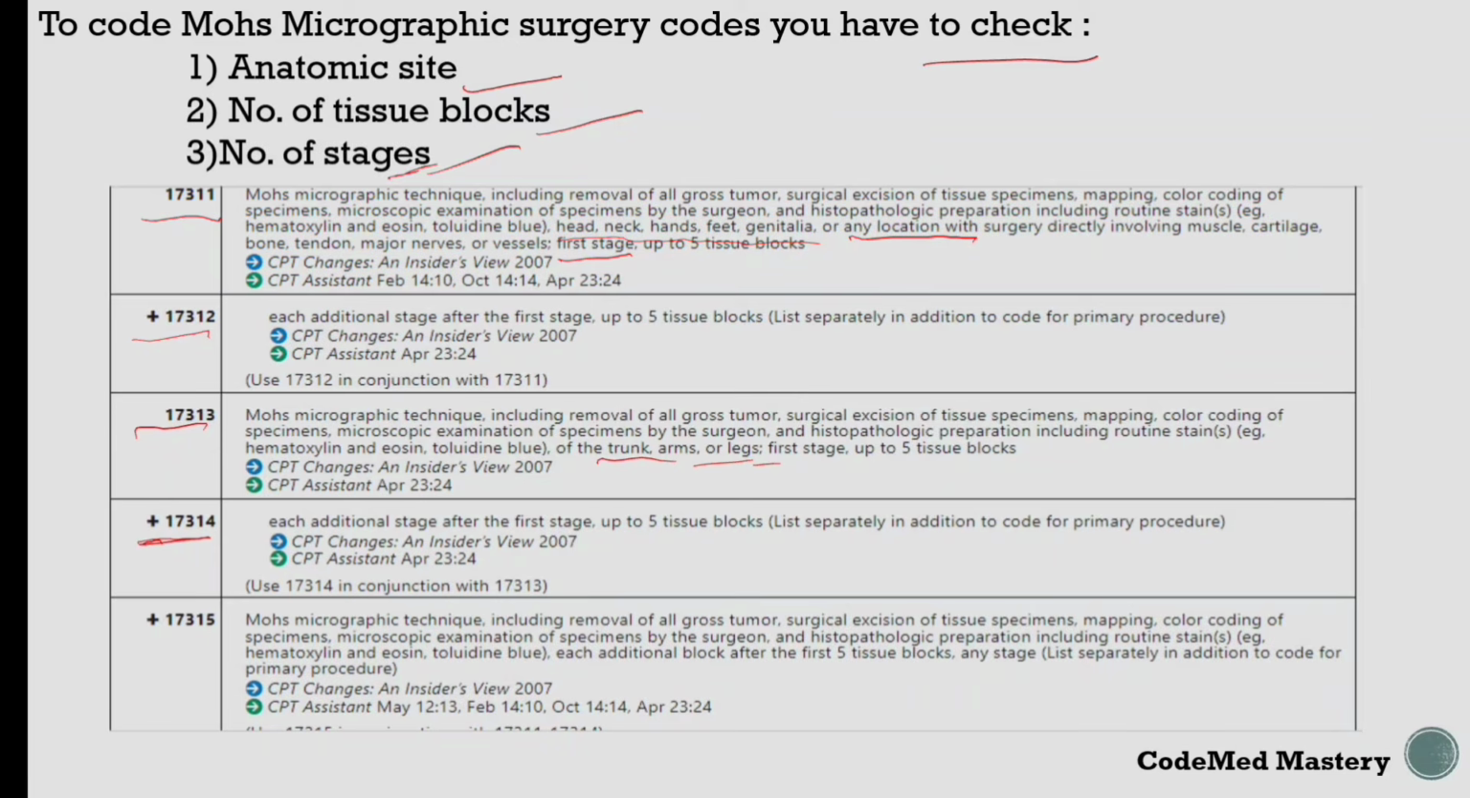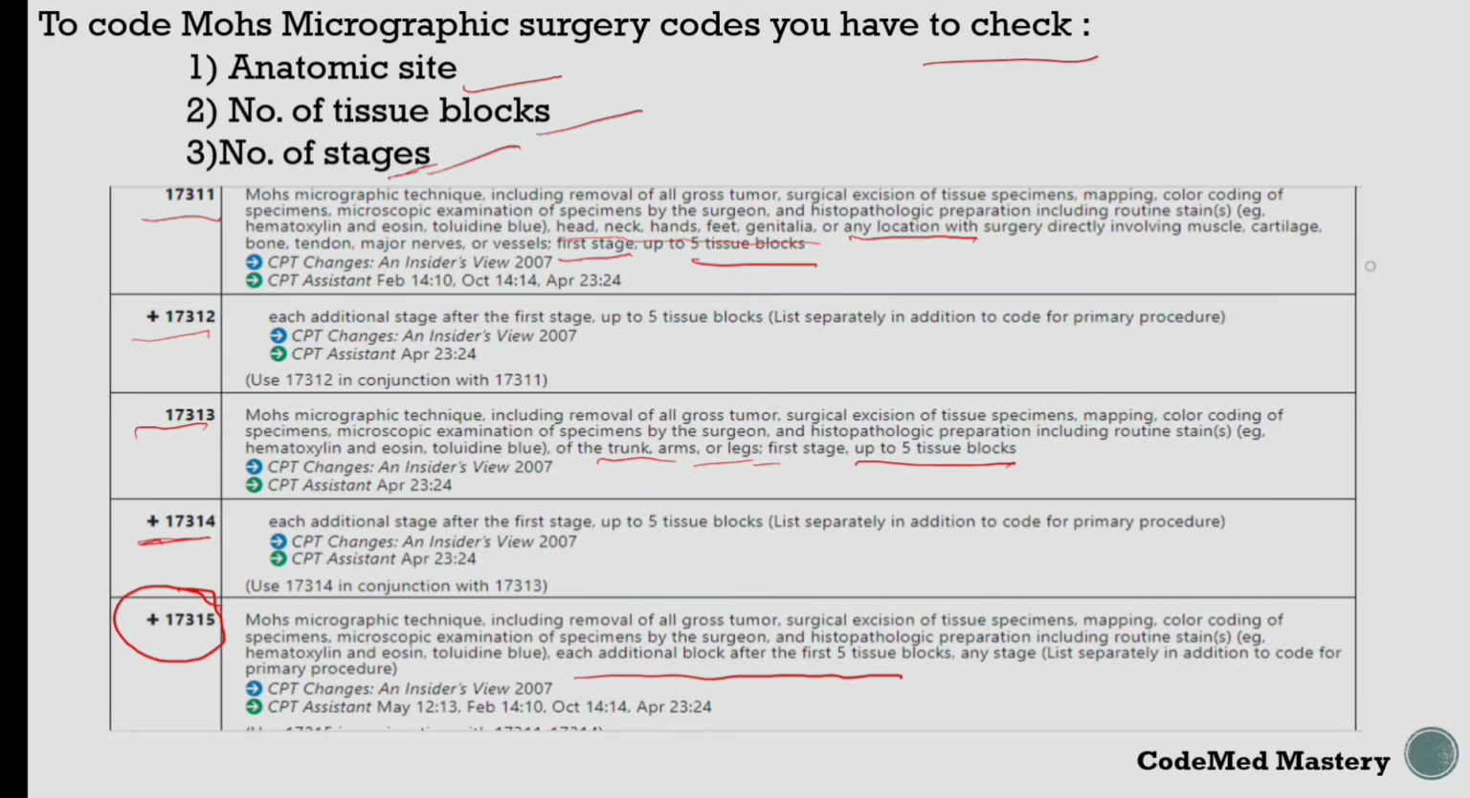Now how will you report the number of tissue blocks? In this parent code, there are 5 tissue blocks. And this is also a parent code, right? Here also they have mentioned 5 tissue blocks. So how will you add other tissue blocks if mentioned in your question? The important code is 17315. Here you can see they have mentioned each additional block after the first 5 tissue blocks. So your first 5 tissue blocks will be in your code 17311, 5 tissue blocks, 17313, 5 tissue blocks. Along with that, you have to add 17315 for each additional block after the first 5 tissue blocks.